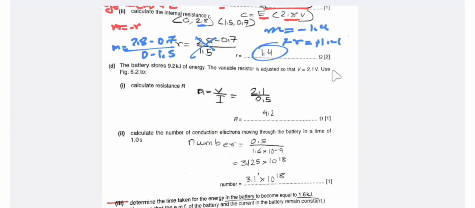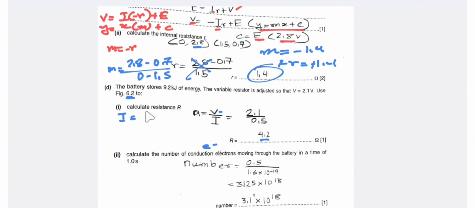Now calculate the number of conduction electrons moving through the battery in a time of 1 second. So we need to find the number of electrons moving through the battery. Again, this is part of question D part 2, so we need to use figure 6.2. From figure 6.2, we found that when voltage is equal to 2.1 volt, the current is 0.5 ampere. So we know that current is equal to charge per unit time.